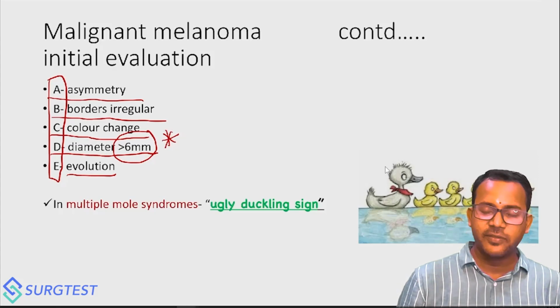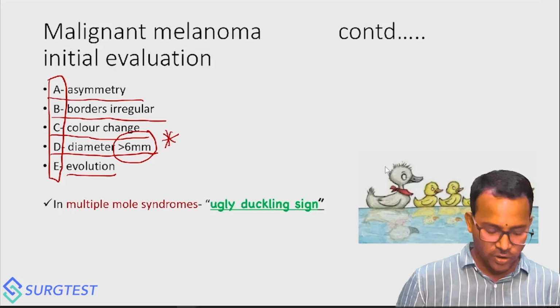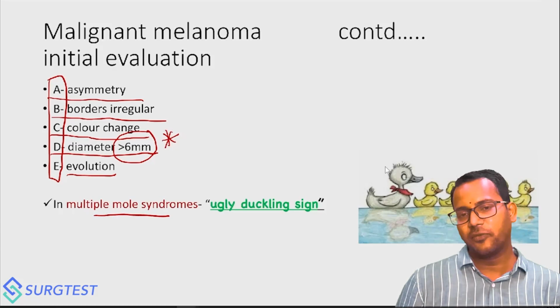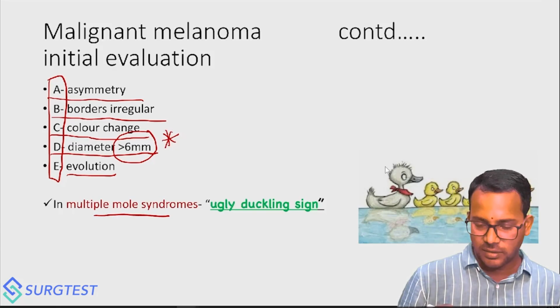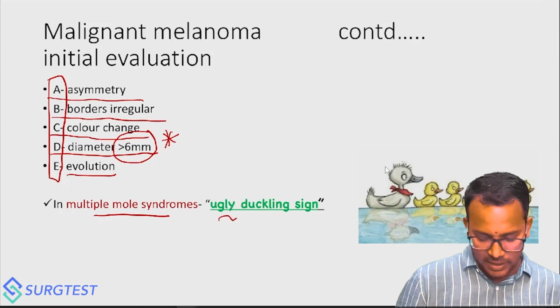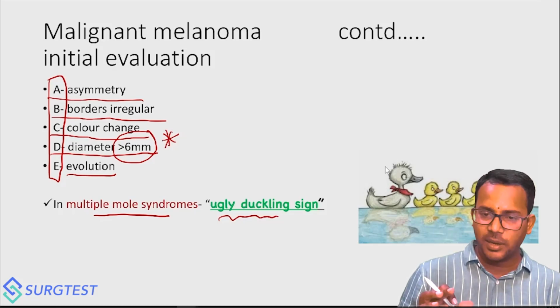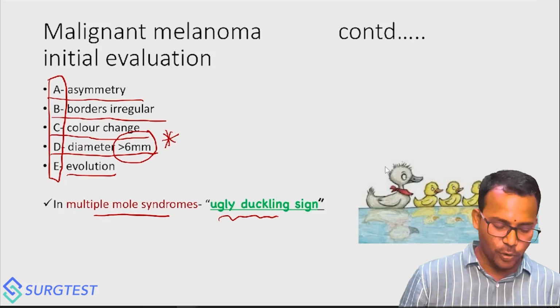If, let us say, the patient has multiple moles on his body, or has something called multiple mole syndrome, in that case you have to suspect melanoma in the most ugly looking lesion. So this is called the ugly duckling sign, wherein the most ugly looking pigmented lesion should be suspected of being a malignant melanoma.